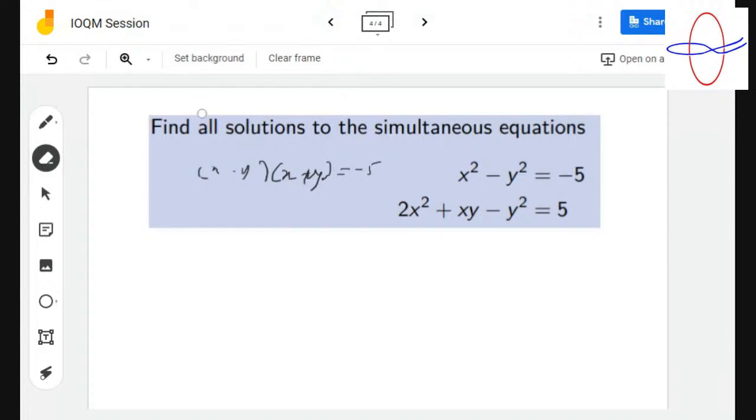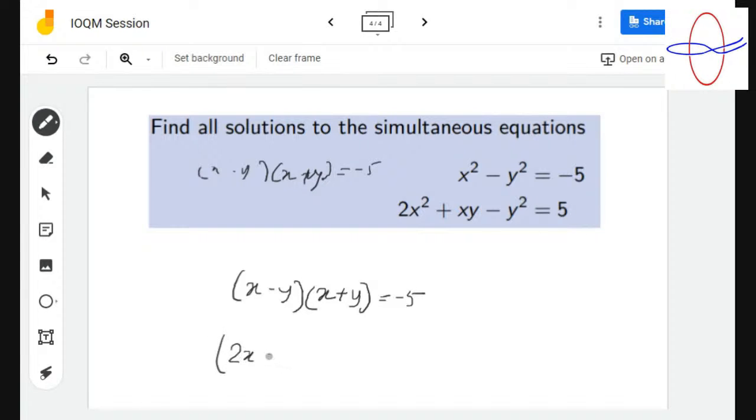Now see, this is also the diameter of the small circle, and this is the side of the square. So factorize it: x minus y times x plus y is equal to minus 5. And can you factorize this by middle term factorization? You will get 2x plus y into x minus y is equal to 5.